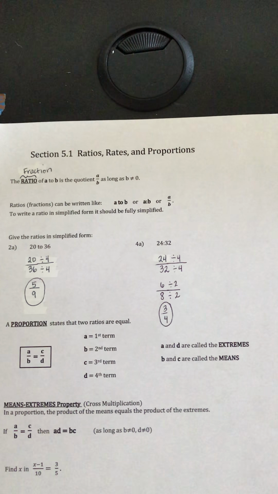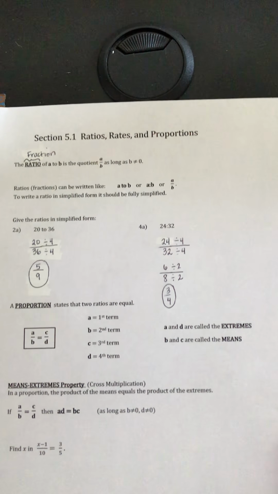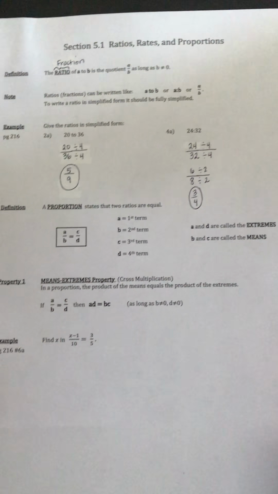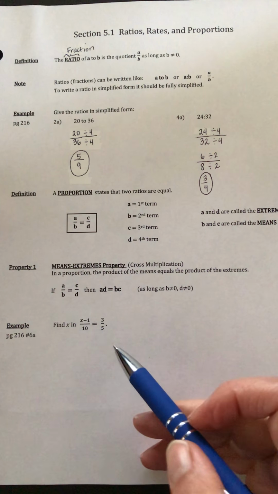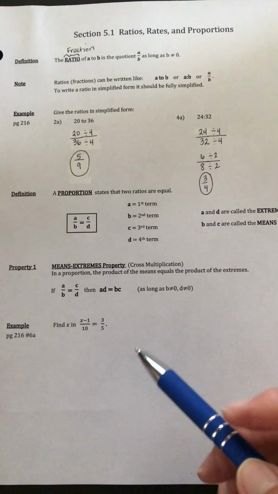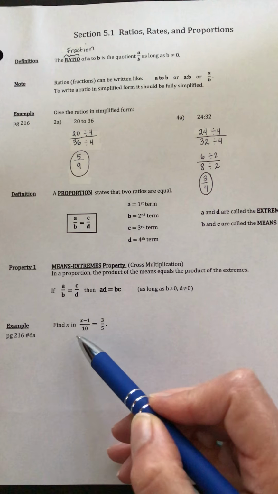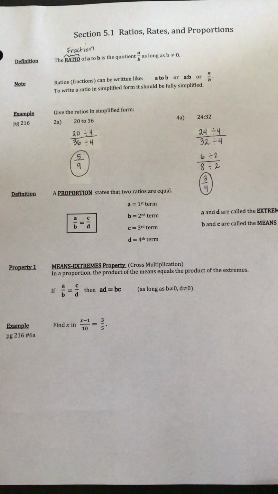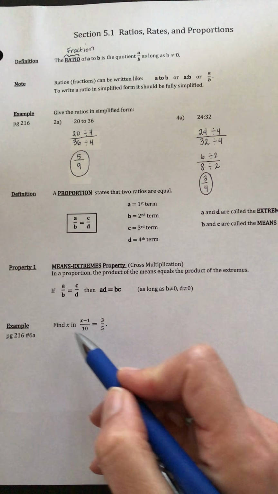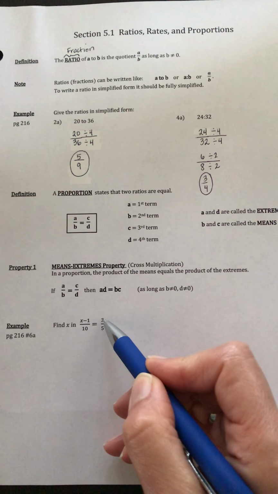Read about a proportion and the means and extremes property, and then turn the video back on. So we found that when we have a proportion that we can, what we call, cross multiply to come up with an answer. So here we're asked to find x. We're going to go ahead and cross multiply.